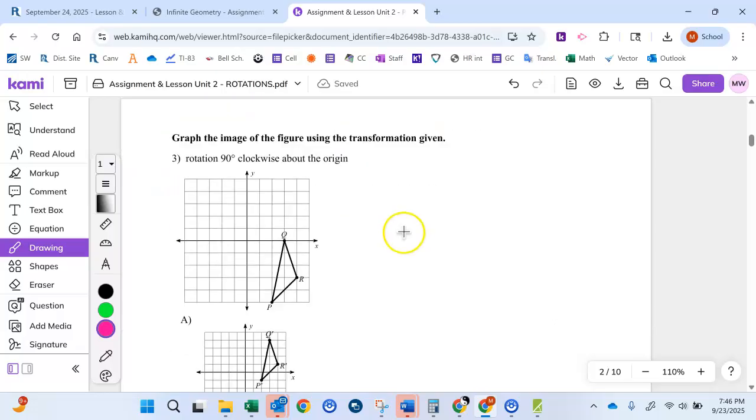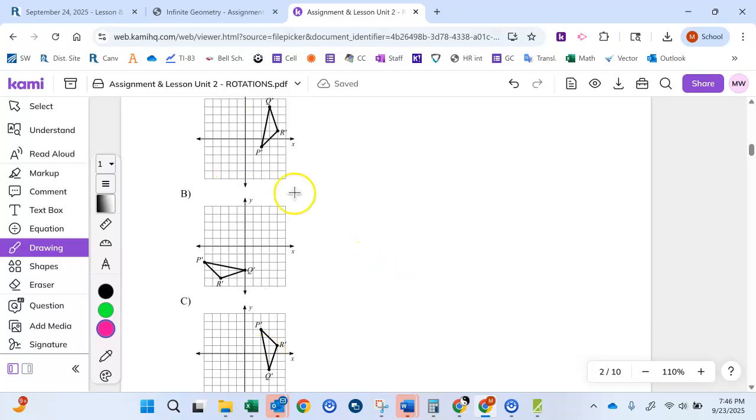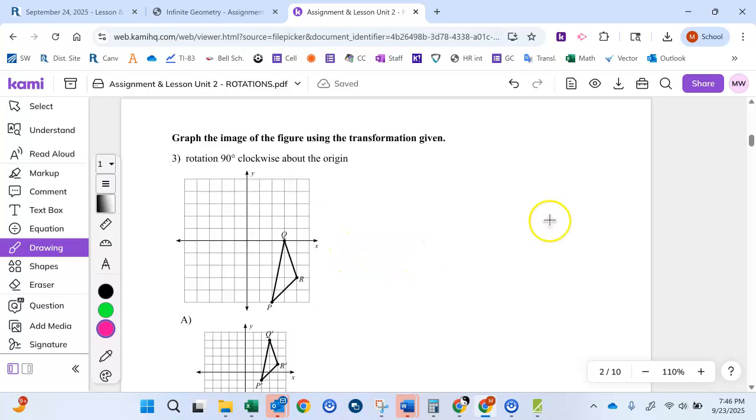So let's try this one. Now we're going to rotate it and find out where the figure is. And we've got these choices right here. So one thing we can do is check the degrees, which is 90 clockwise. So that means clockwise, it's going to go like this, a 1/4 turn.